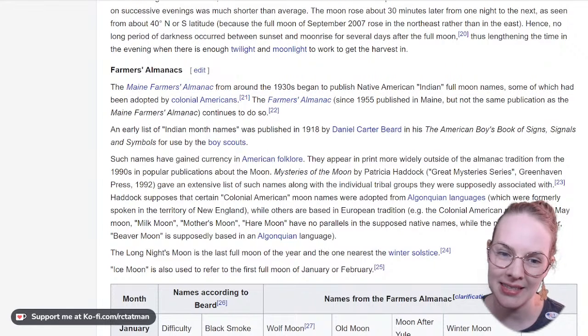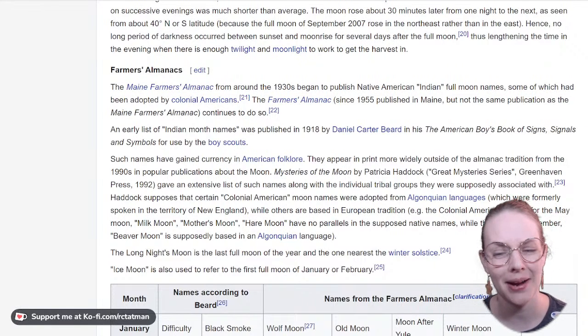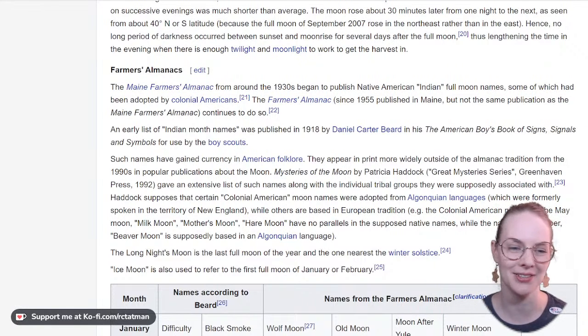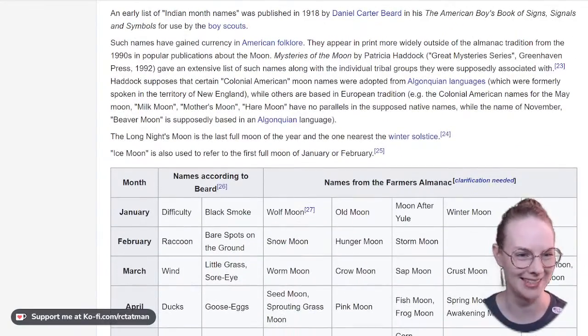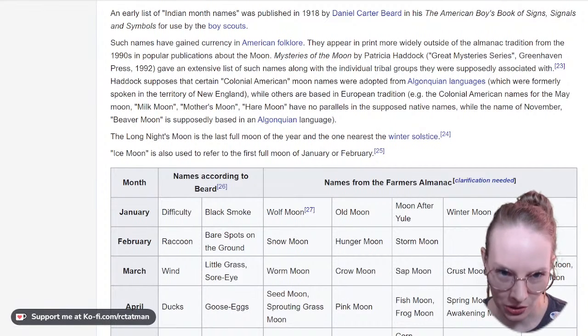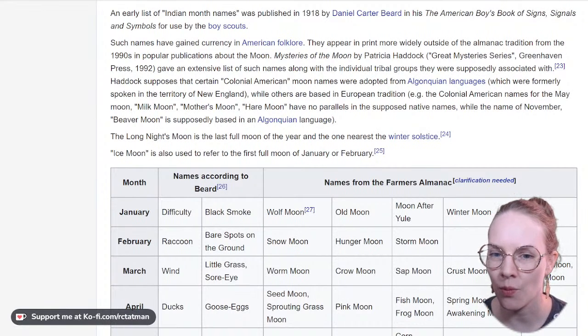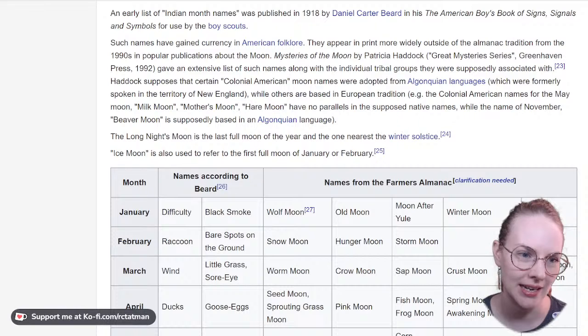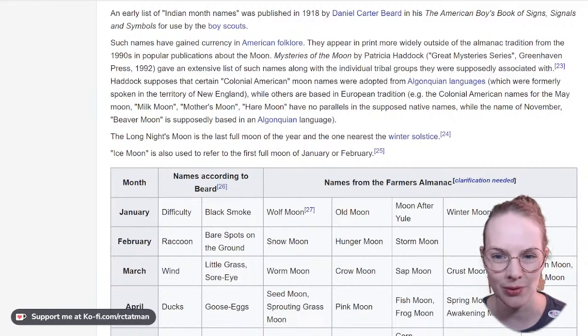It was published in 1918 by Daniel Carter Beard in the American Boys' Books of Signs, Signals, and Symbols for use by the Boy Scouts. Some names have garnered currency in American folklore. They appear in print more widely outside of the almanac tradition from the 1990s in popular publications about the moon, like Mysteries of the Moon.